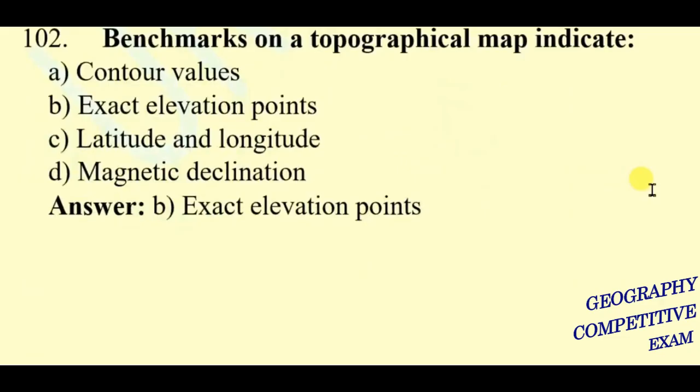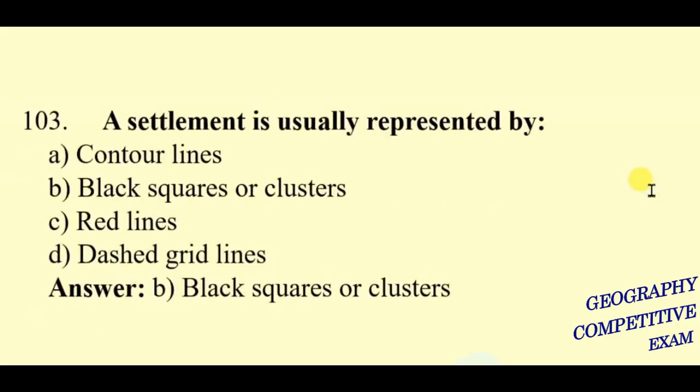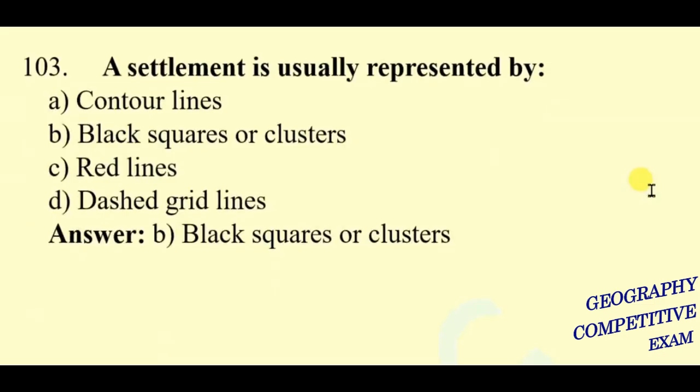Question number 102. Benchmarks on a topographical map indicate contour lines, exact elevation points, latitude and longitude, magnetic declination. Here the right answer will be exact elevation points, means exact elevation from the mean sea level, right? Not relative altitude, it's a absolute altitude. Question number 103. A settlement is usually represented by contour lines, black squares or clusters, red lines, dashed grid lines. Black squares or clusters, but sometimes it is red squares and clusters. Settlement.